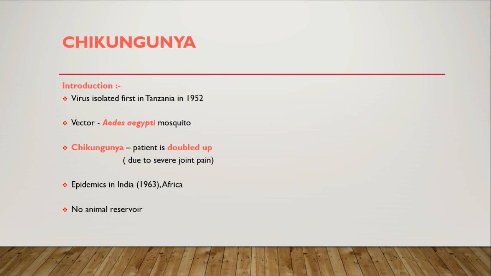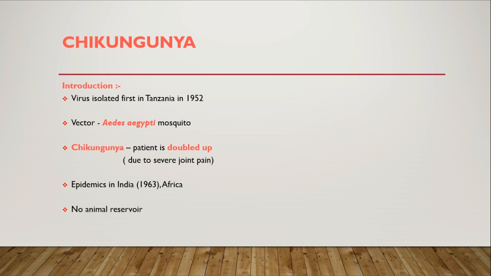So, talking about the transmission of chikungunya virus, humans act as the normal reservoir, that is the urban cycle. There is no specific animal reservoir, but it's believed that it is also prevalent among monkeys with the sylvatic cycle, right?